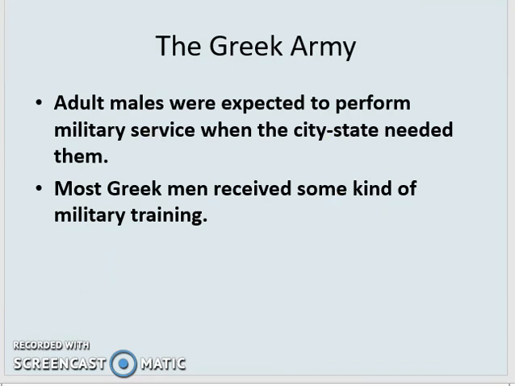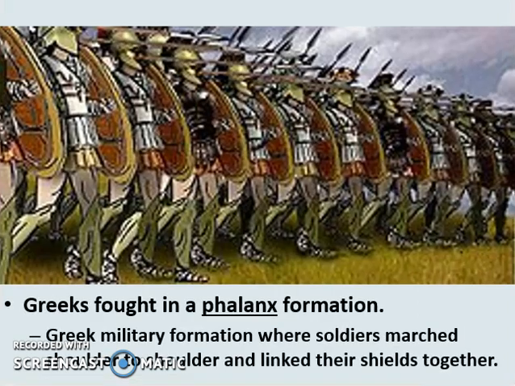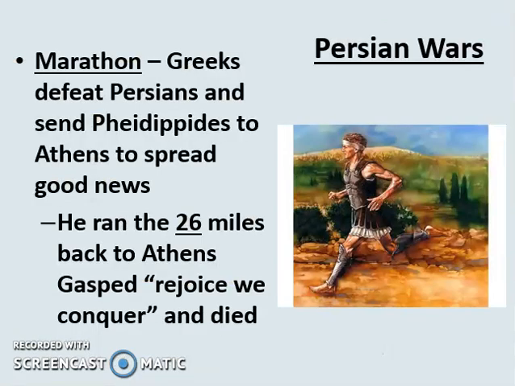In Greece, adult males were expected to perform military service when the city-state needed them, even in Athens, where their focus was on art and architecture and the individual. Most Greek men did receive some kind of military training. Greeks fought in something called a phalanx formation, and this is going to become a very important way of fighting in history. It was a Greek military formation where soldiers marched shoulder to shoulder and linked their shields together. So this allowed for better defense, and then they were more intimidating moving towards their enemies.